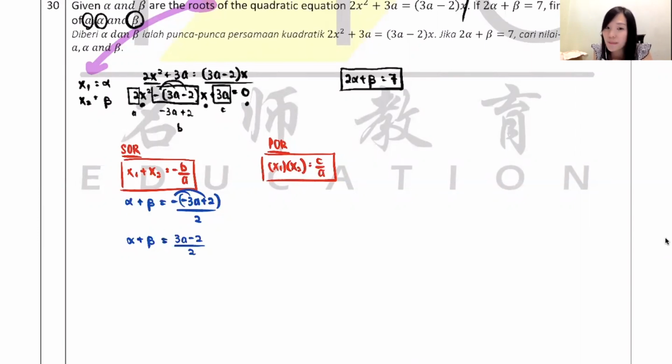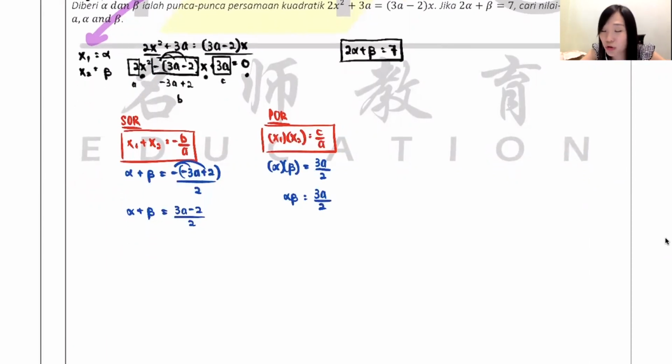Don't know how to continue? Never mind. We do POR first, can? POR, x1, isn't it alpha? x2, isn't it beta? Equals to c over a. My c, isn't it 3a? My a, isn't it 2? So alpha times beta equals to 3a over 2. Guys, when I do until here, I don't want to continue. I got too many unknowns. Inside here got alpha, beta, a, 3 unknowns. Inside here got alpha, beta, a, 3 unknowns. I don't think I can get the answer. No matter how I move, I will just be stuck with 3 unknowns.